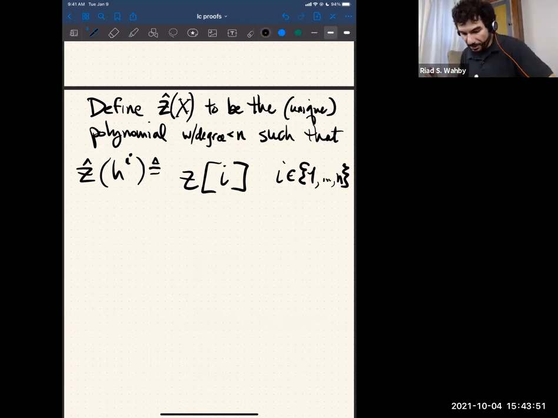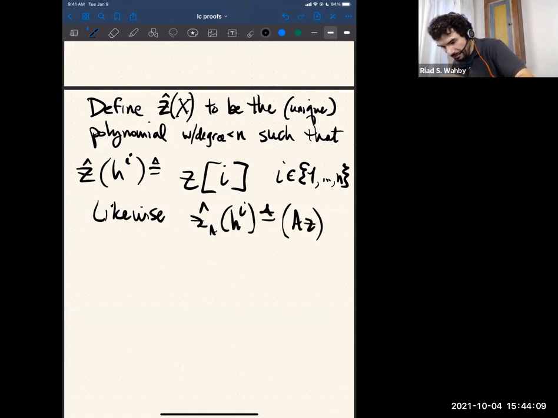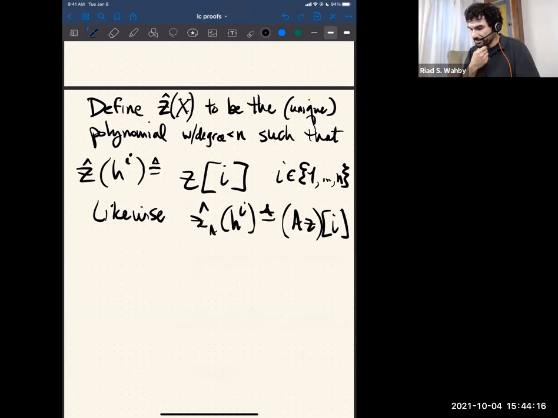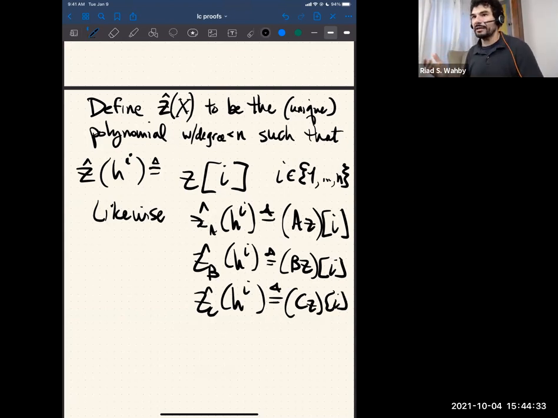And likewise, we're going to do the same thing for the other polynomials. So we define z sub A hat of h to the i to be equal to the ith entry of the matrix-vector product Az, and z sub B hat of h to the i is the ith entry of Bz, and likewise z sub C hat. So we've encoded these four vectors as four polynomials, and each of the things I've written in parens here is essentially a length n vector.